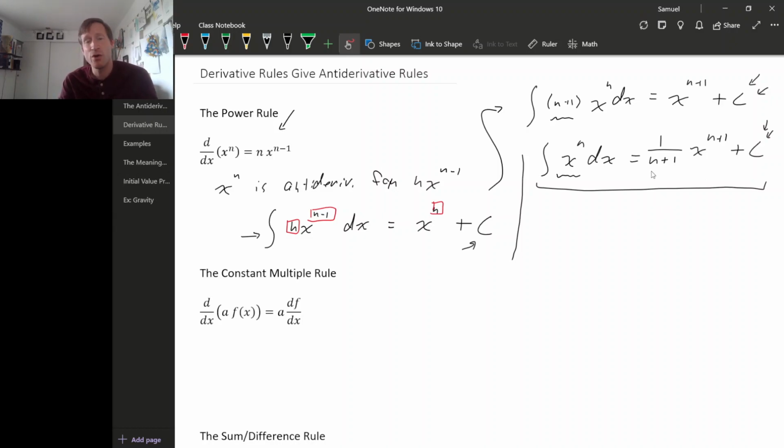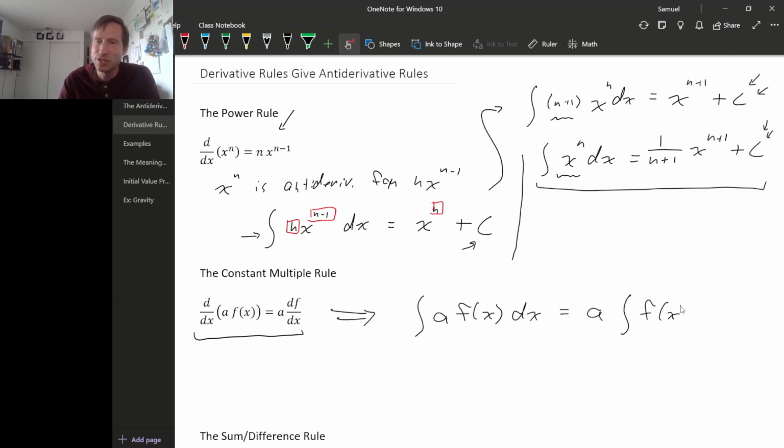Well, we can do this for any derivative rule. For example, the constant multiple rule. Here's the constant multiple rule as a derivative rule. If we rewrite this as an antiderivative rule, it looks like: the antiderivative of a constant times a function is the constant times the antiderivative of the function. And again, you can check that this is correct just by taking the derivative of both sides.